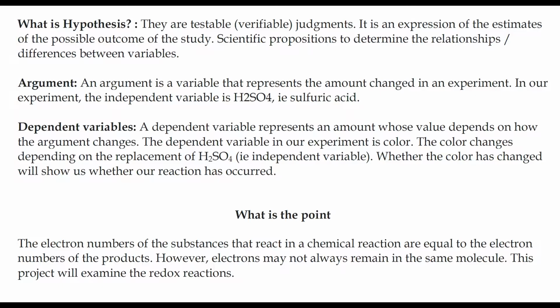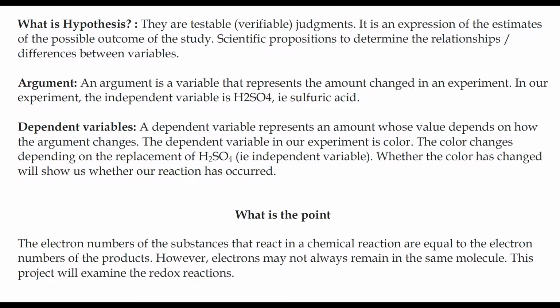Independent variable. An independent variable represents the amount changed in an experiment. In our experiment, the independent variable is H2SO4, i.e. sulfuric acid. Dependent variable. A dependent variable represents an amount whose value depends on how the independent variable changes. The dependent variable in our experiment is color. The color changes depending on the replacement of H2SO4, i.e. the independent variable. Whether the color has changed will show us whether our reaction has occurred.